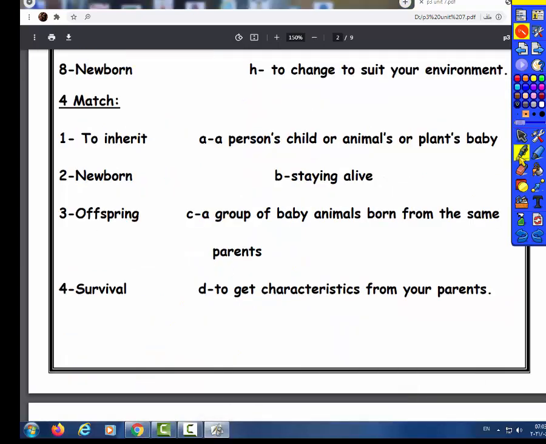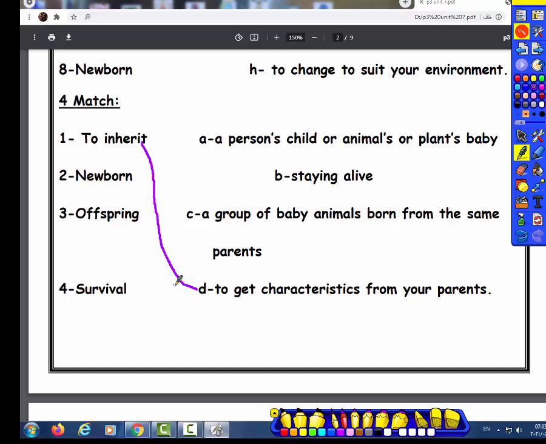Number 4, match. To inherit. To inherit means to get characteristics or traits, or to get shape, color, and height from your parents. Like us, as parents we have children, or offspring, and our children inherited what from us? Inherited some traits, the shape of the ear, the color of the eye, the color of the hair, so many things. So children inherit some traits from their mother and some from their father. So what is the meaning of to inherit again? To get characteristics from your parents.